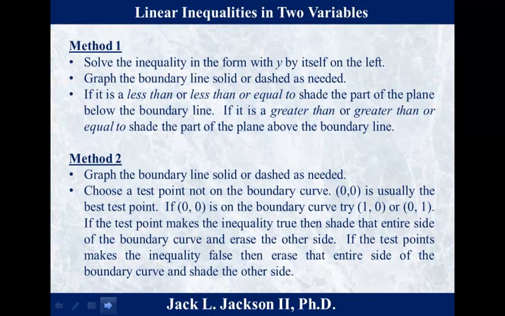So we can basically look at two methods, pretty much the same thing, but with a slight difference here. Solve the inequality in the form with y by itself on the left. Graph the boundary line as a solid or dashed line as needed. Solid line if the or equal to is included. If it doesn't have the or equal to part, then it's a dotted or dashed line.